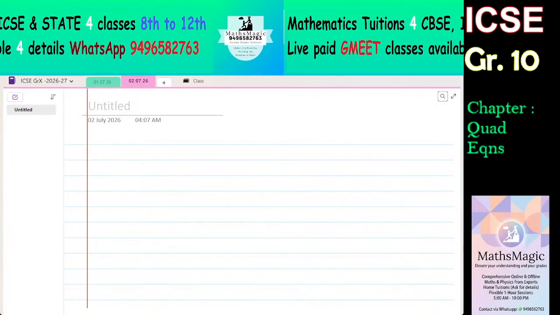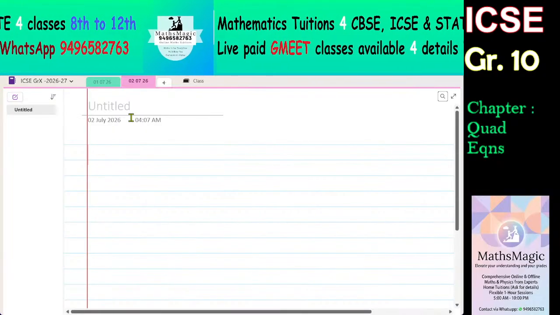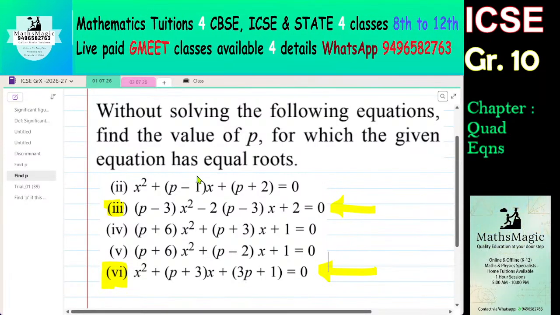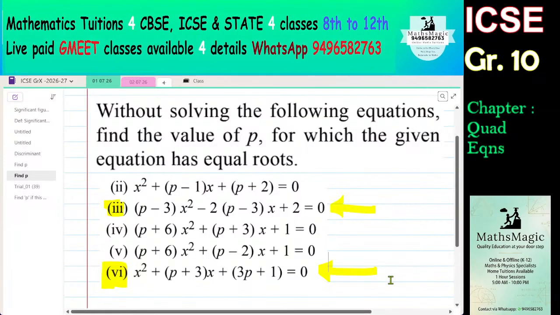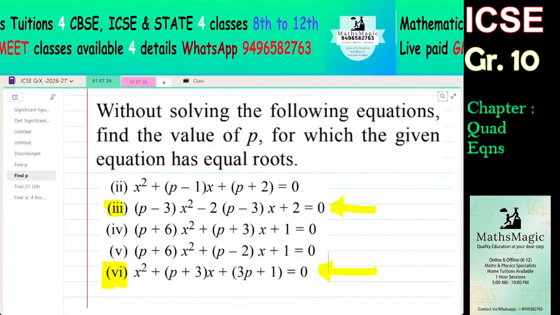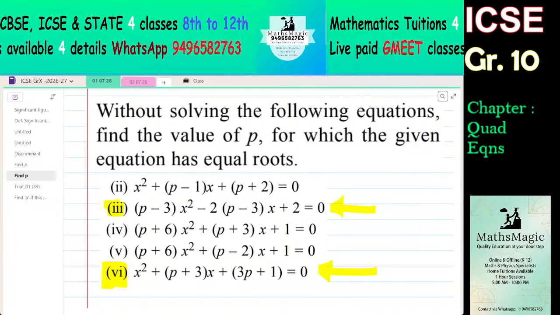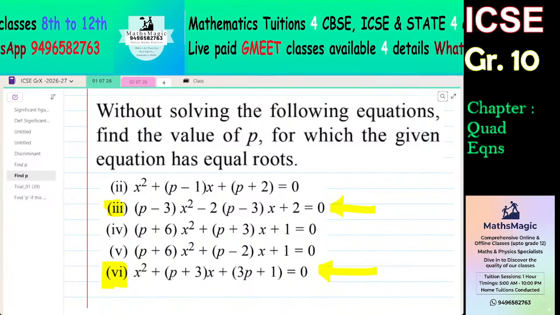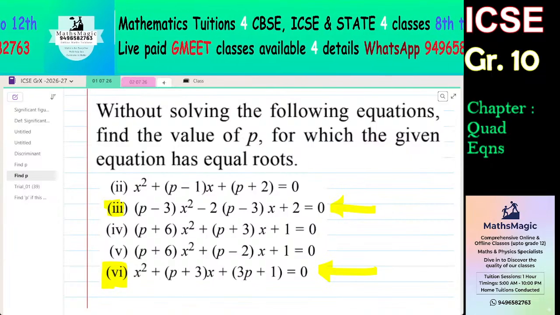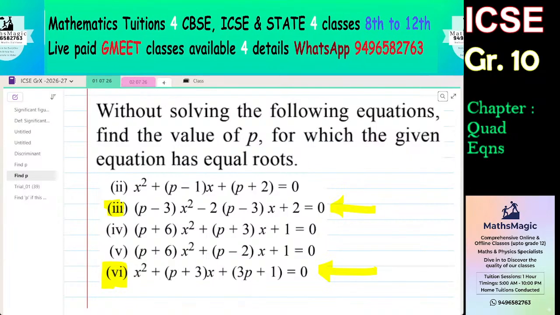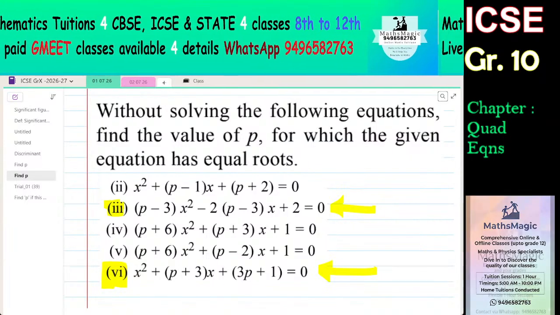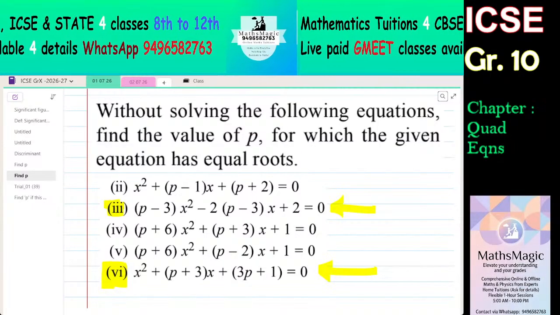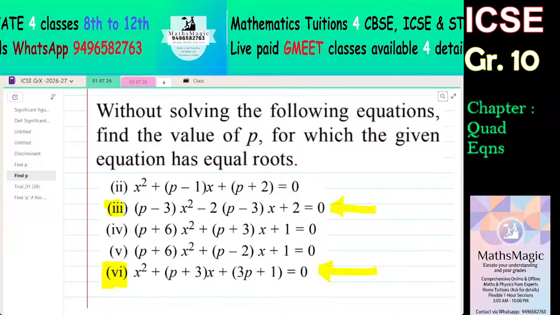Last class we discussed finding the value of P with a given condition. We used the discriminant to solve all these questions and we had some homework. Now that all of you have completed the homework, we'll move on to some more questions in this series, a little bit more advanced type of questions.